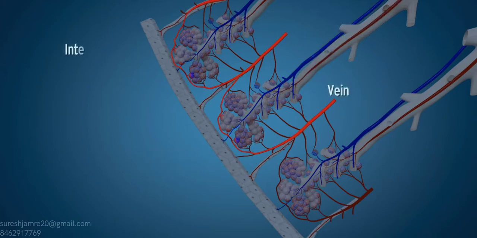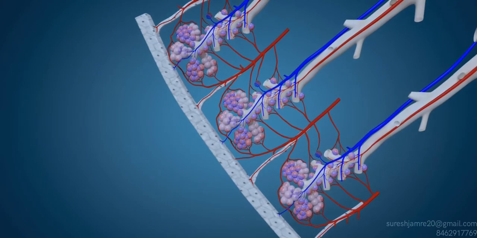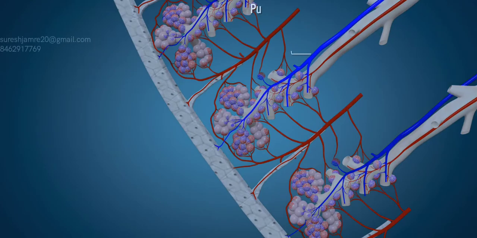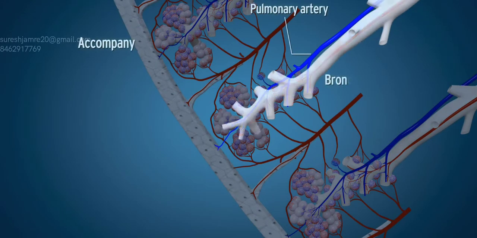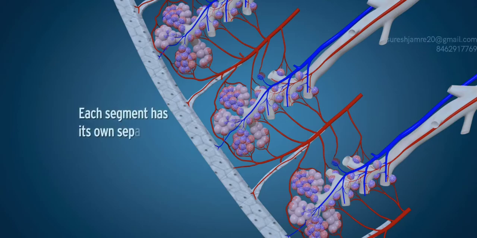But vein is intersegmental in nature, which lies in the connective tissue between adjacent bronchopulmonary segments. In relation to pulmonary artery, the branches of pulmonary artery accompany the bronchi. The artery is dorsolateral to the bronchus. Hence, each segment has its own separate artery.